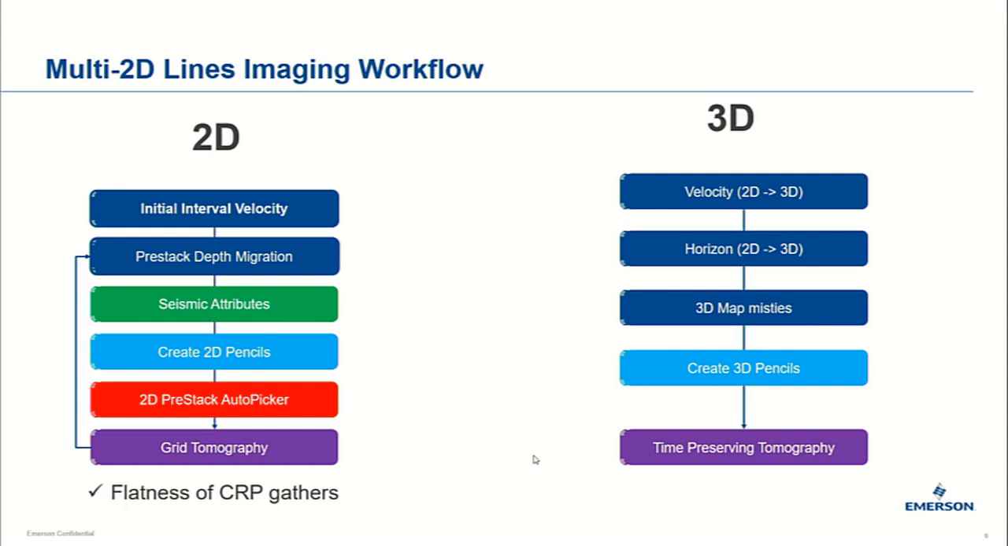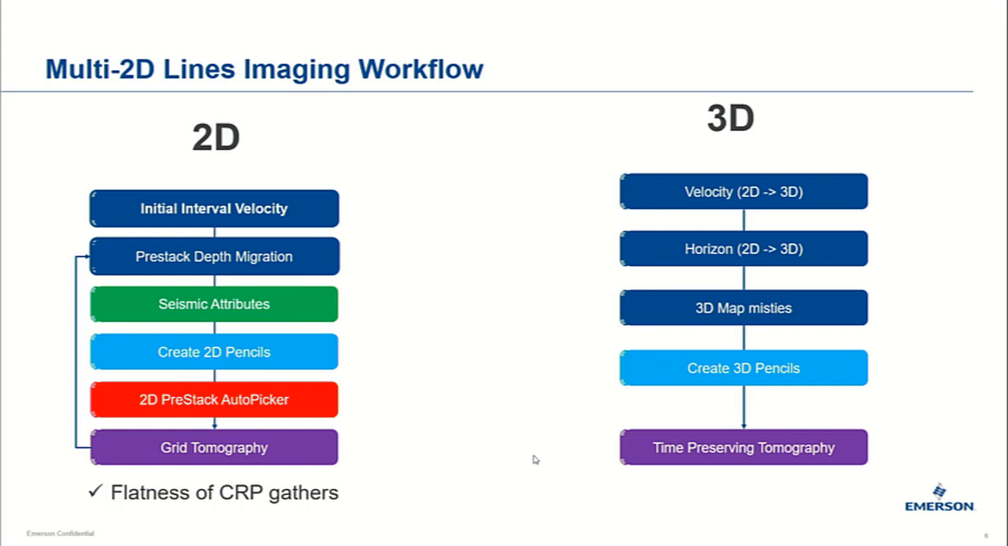Then all that information I put in our 3D pencil. I mentioned the 2D pencil before; it's a similar thing in 3D, obviously. And then I can build something called a time-preserving tomography. Time-preserving tomography means that, if you remember the equation before, delta t equals A delta m, in this case delta t equals 0, because we know the gather is already flat. So we don't need to correct for the delta t. This is a different kind of tomography, a special case of the tomography. We have delta t equal to 0, but the only constraint we have is the map misties here.